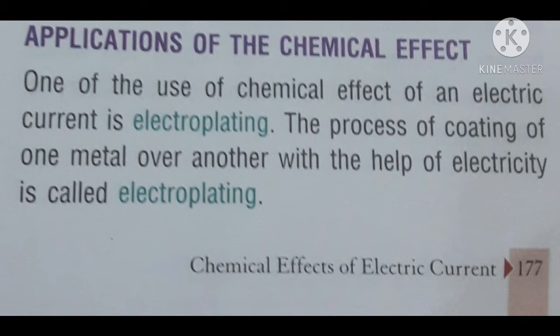One use of the chemical effect of an electric current is electroplating. In electroplating, the chemical effect is used. The process of coating one metal over another with the help of electricity is called electroplating.